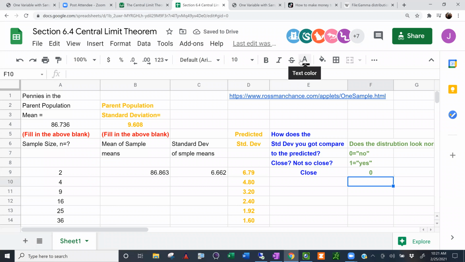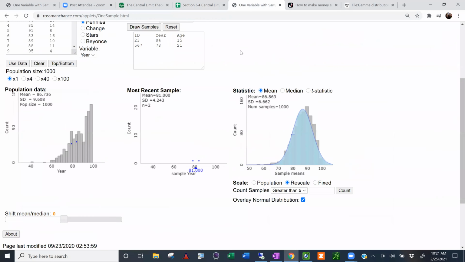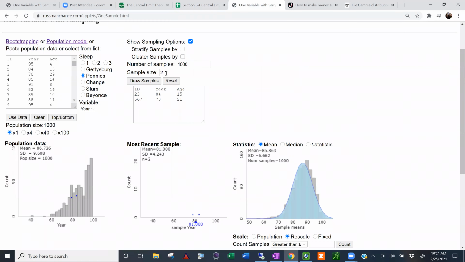Let's try this again with a larger sample size and see what happens then. So we'll go back here. This time we're going to reset our distribution to be samples of size 4. I still want 1,000 samples, so we're okay there. When you click draw samples, it should give you some new data. And let's write down that new data.